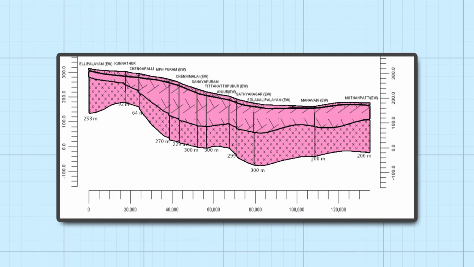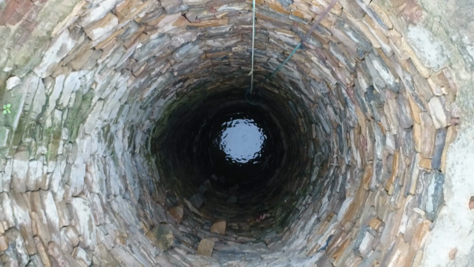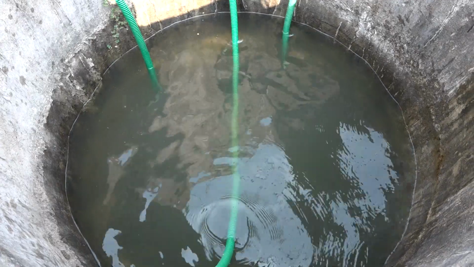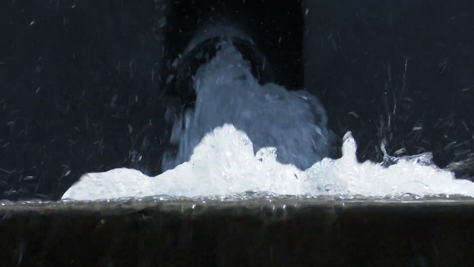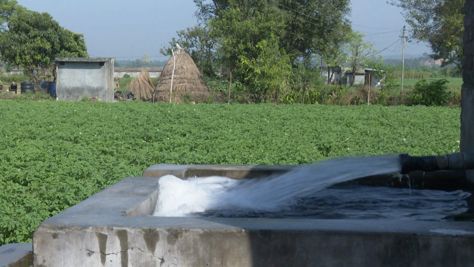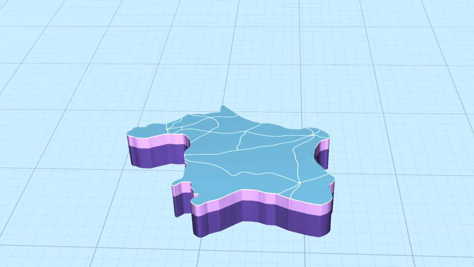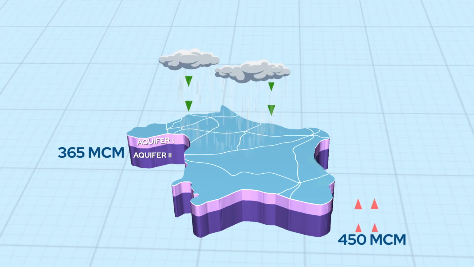There are also locations which are devoid of the fractured aquifer system, and groundwater occurs only in the topmost weathered layer. With nearly 70,000 abstraction structures that include open dug wells and bore wells, a huge amount of water is pumped from these aquifers. Every year, nearly 365 million cubic meters of water is recharged through rainfall and other sources. And as high as 450 million cubic meters of water is extracted from the aquifer, which is much more than the annual recharge, making it overexploited.